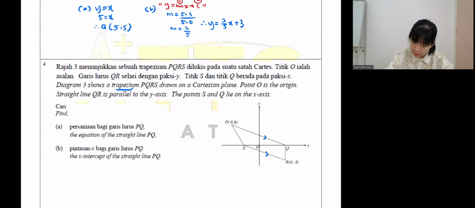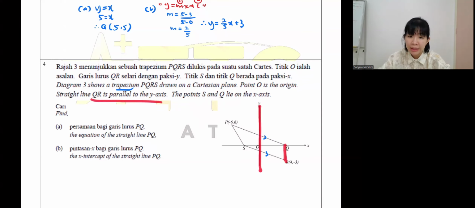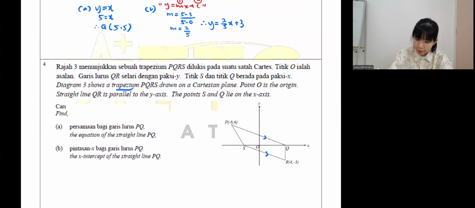Then here they mention QR is parallel to the y-axis. This line and the y-axis are parallel, meaning they want to tell us QR is a vertical line. It's a vertical line. Then S and Q are on the x-axis. Exactly. All right, question 8.